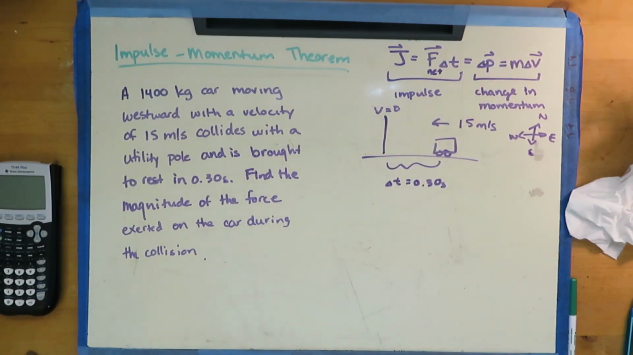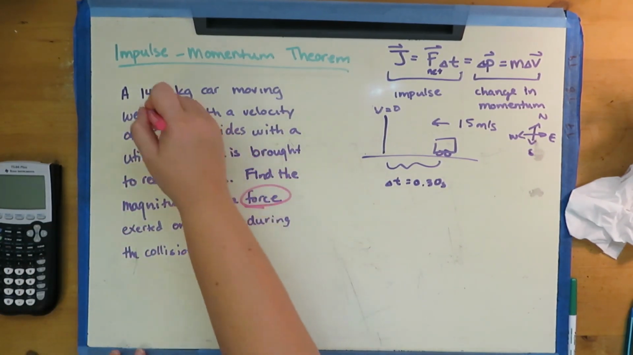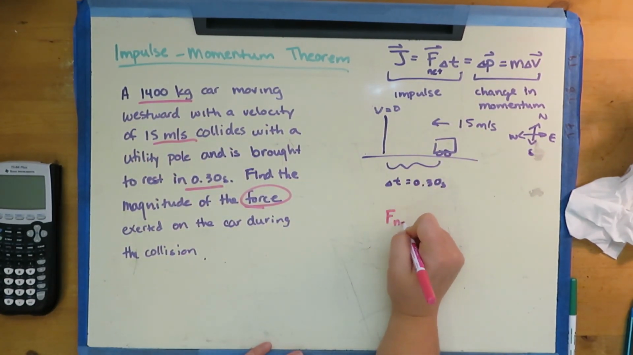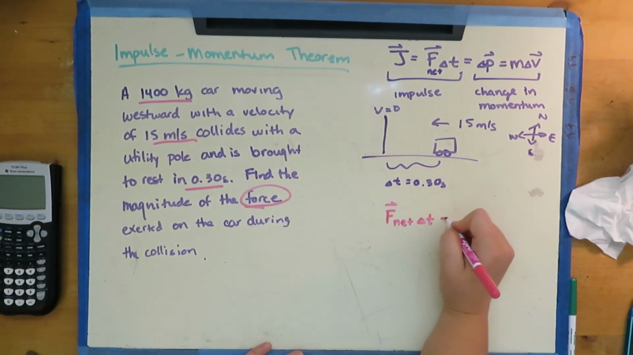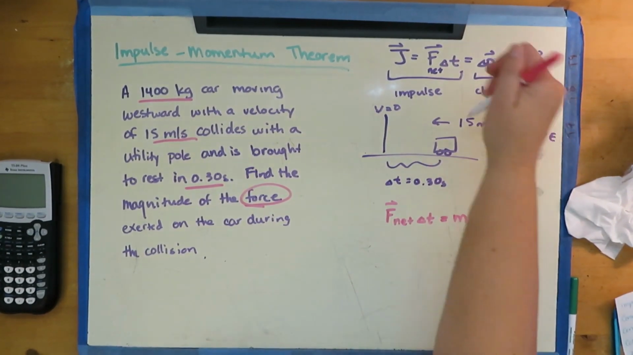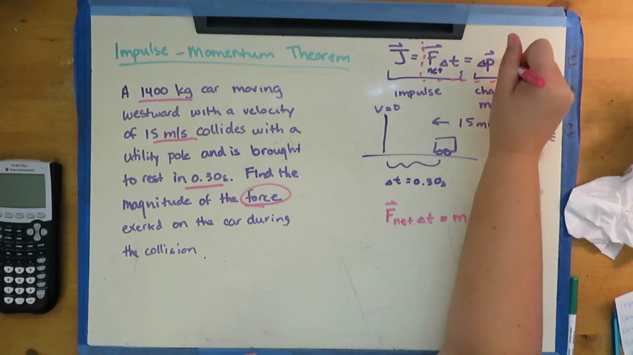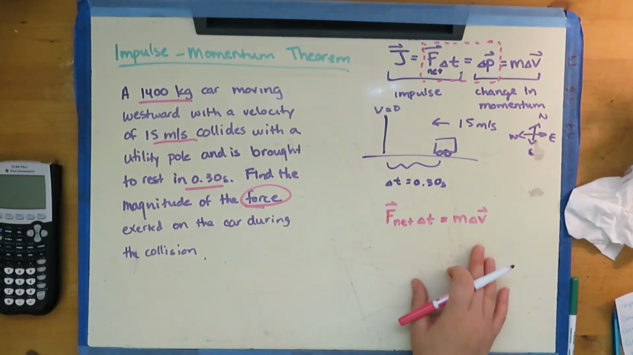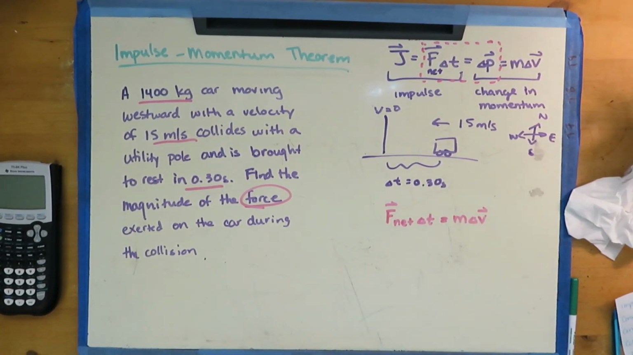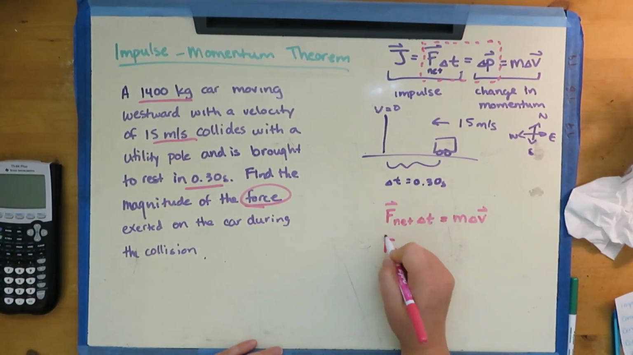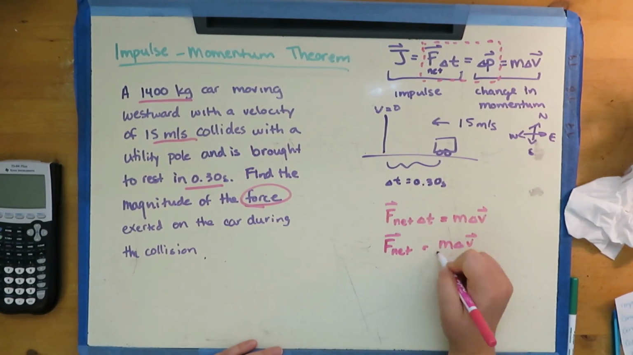Well, I've got all these different options. I know I'm looking for force, I have time, I have mass, and I have velocity. So I'm going to use the combination that says my net force times my change in time is equal to mass times my change in velocity. Realize this center section is the part that is on the formula sheet. But net force times delta t is equal to m times delta v would work. I use that one very, very frequently. So I'm looking for force, so my net force is going to be m delta v over delta t.